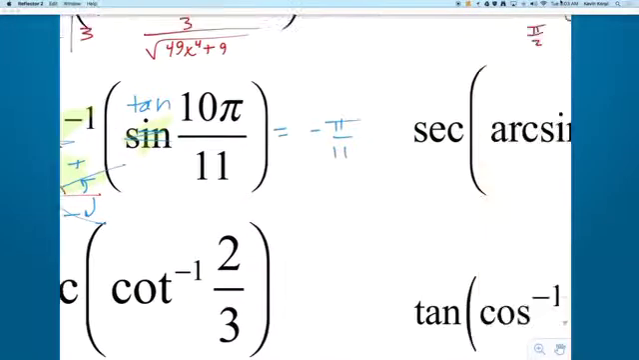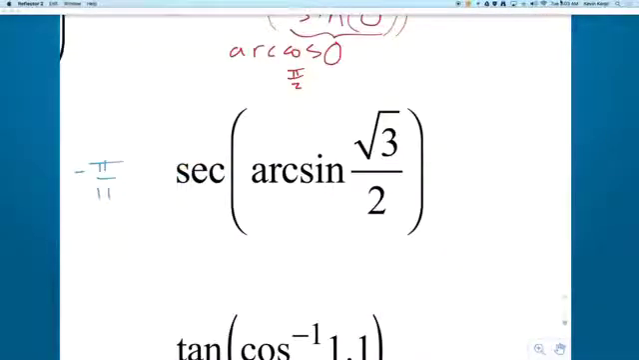Okay. 3 different answers. Secant of arc sine of square root of 3 halves. Do these have a chance of just undoing each other? Nope, because secant and arc sine.